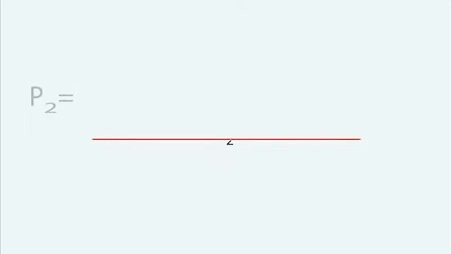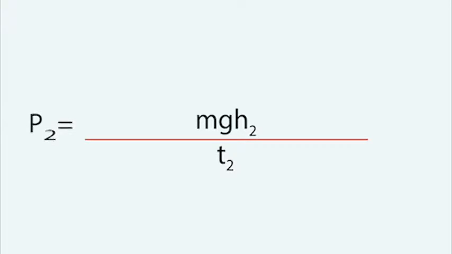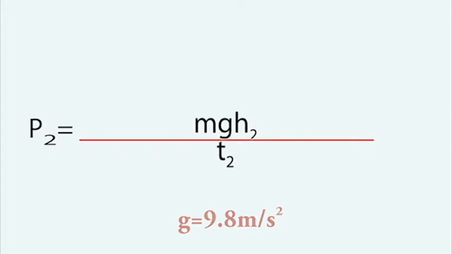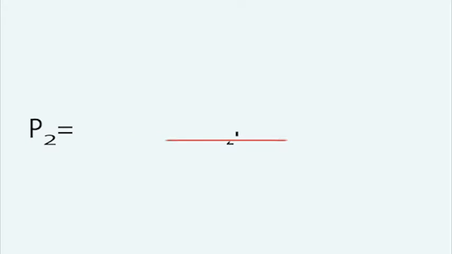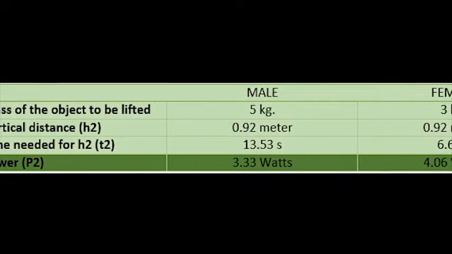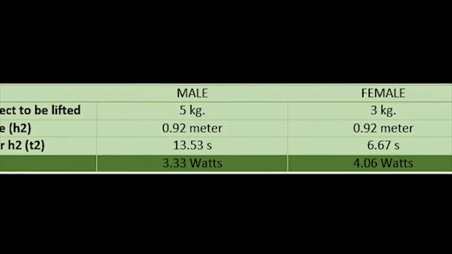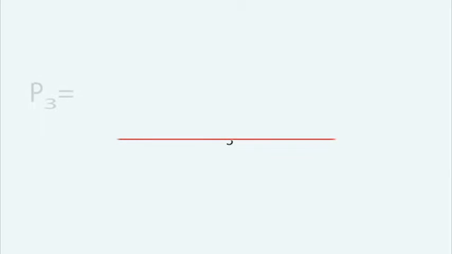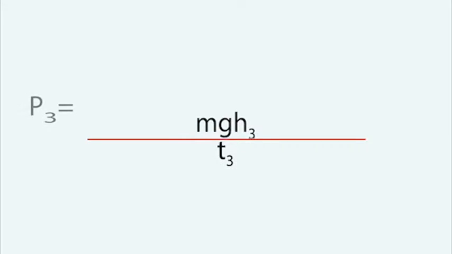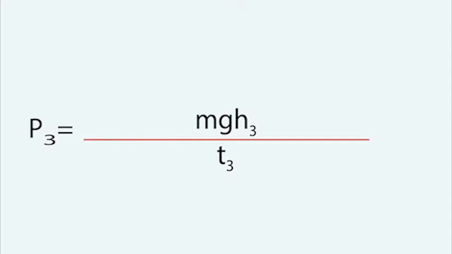Then for trial 2, compute for arm power using P sub 2 equals mgh sub 2 all over T sub 2. Use g equals 9.8 meters per second squared. And finally, for trial 3, compute for the arm power using P sub 3 equals mgh sub 3 all over T sub 3. Use g equals 9.8 meters per second squared.